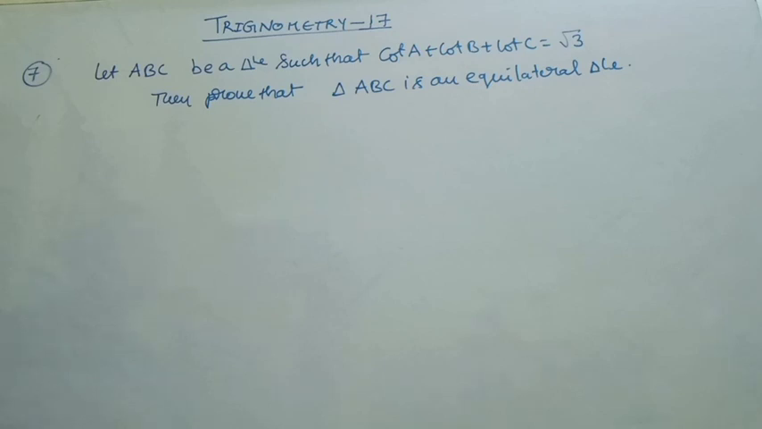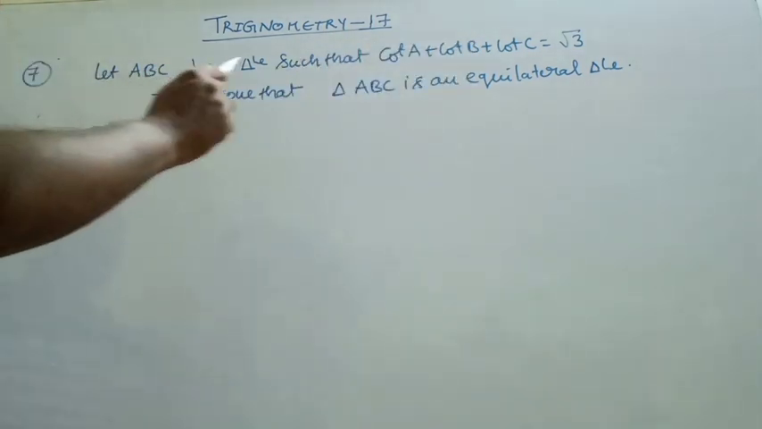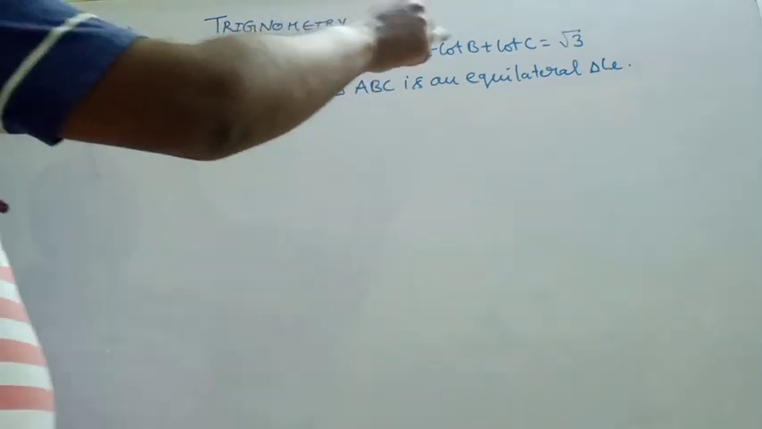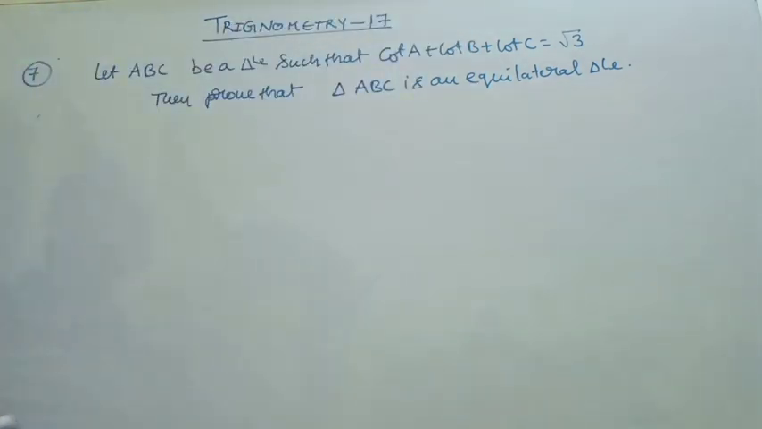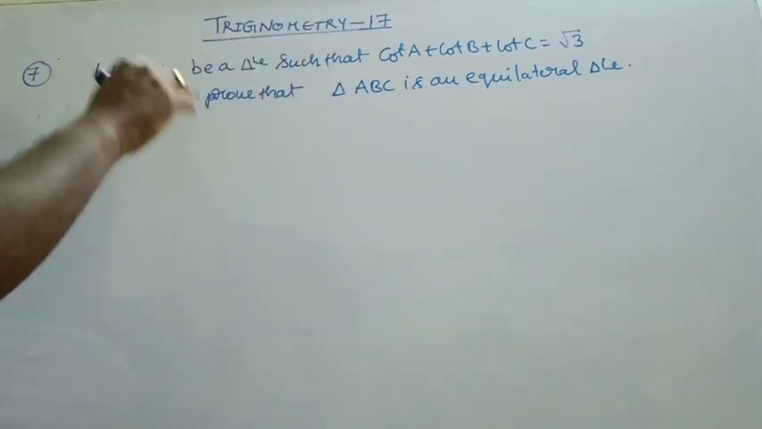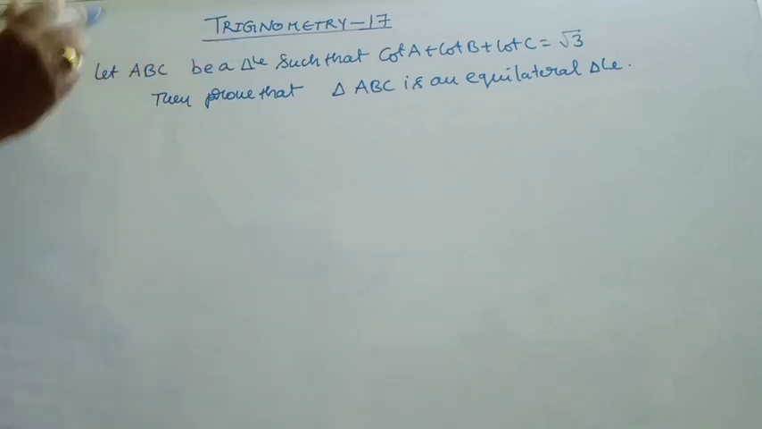Now, we have a very important and interesting problem, the seventh one. Let ABC be a triangle such that cot A plus cot B plus cot C equals root 3. Then prove that triangle ABC is an equilateral triangle. If cot A plus cot B plus cot C equals root 3, we have to prove that triangle ABC is an equilateral triangle. That means we have to prove A equals B equals C, that means each equals 60 degrees.